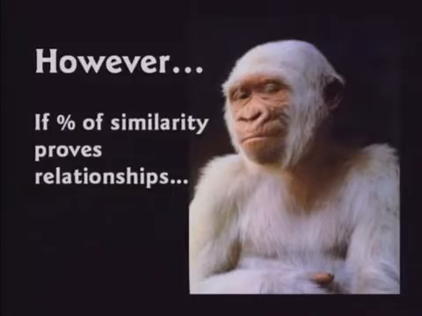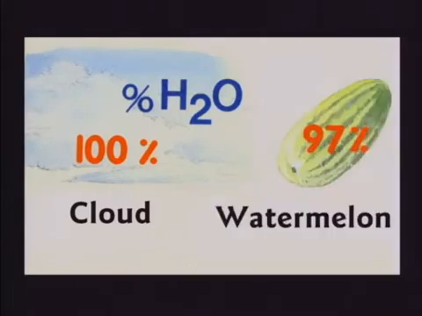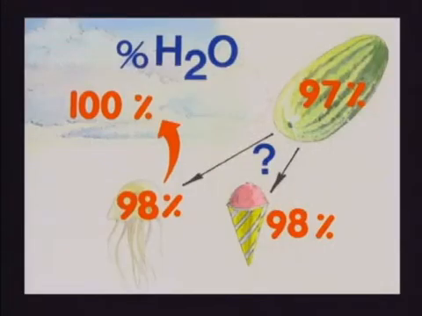If you think the percentage of similarity proves something, let me show you the research I've been doing. I've discovered that clouds are 100% water. Watermelons are 97%. Only 3% difference. That proves watermelons evolved from clouds. And I discovered jellyfish are 98% water. And so are snow cones. That proves how they evolved.